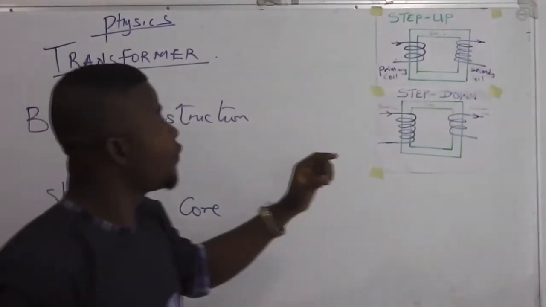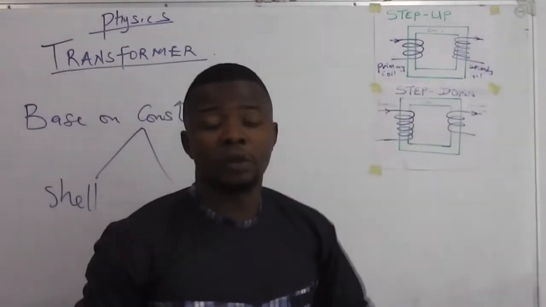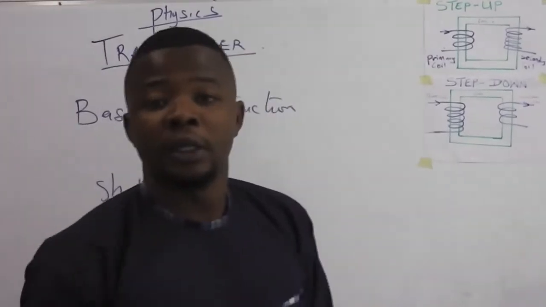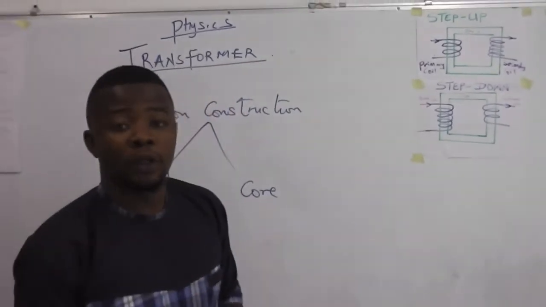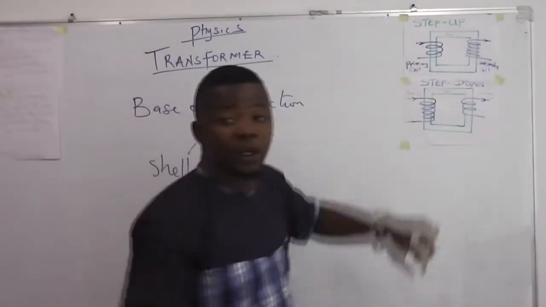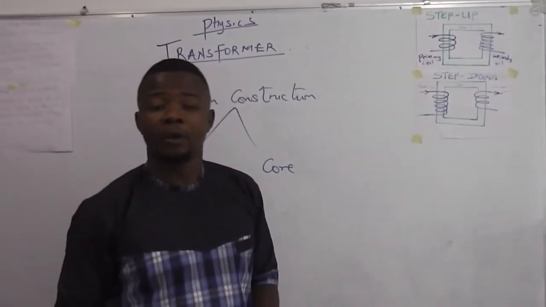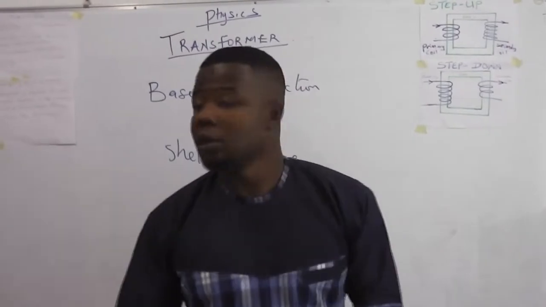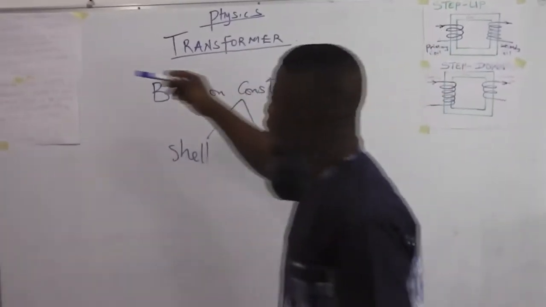Now, what is the difference between primary coil and secondary coil? The primary coil is the input coil. When I say input coil, that is the point at which current enters the transformer. Current enters through the primary coil and leaves through the secondary coil. I think I've explained the types under purpose.